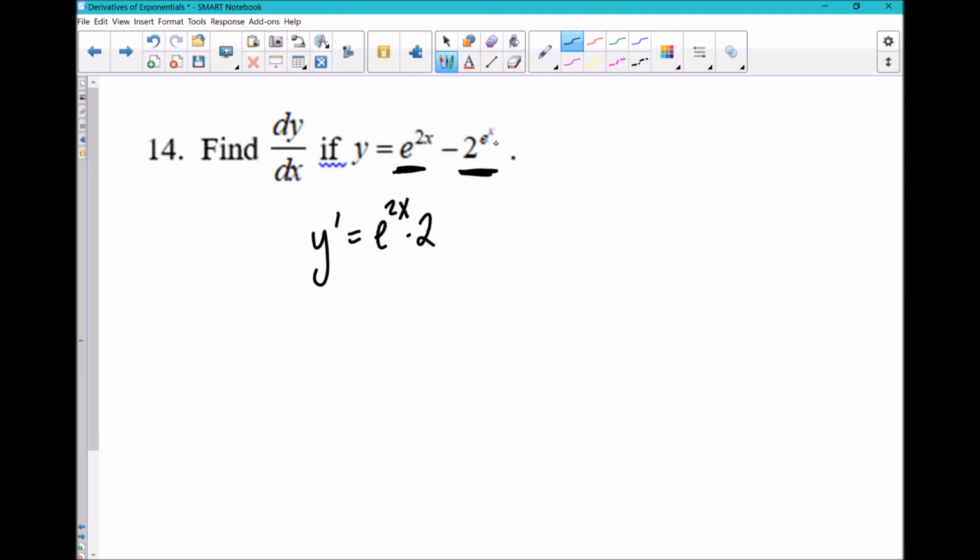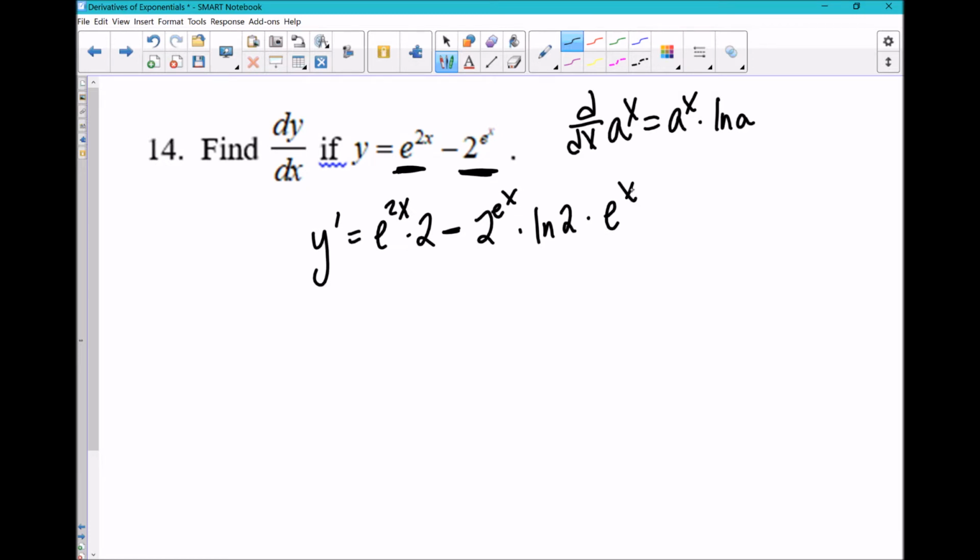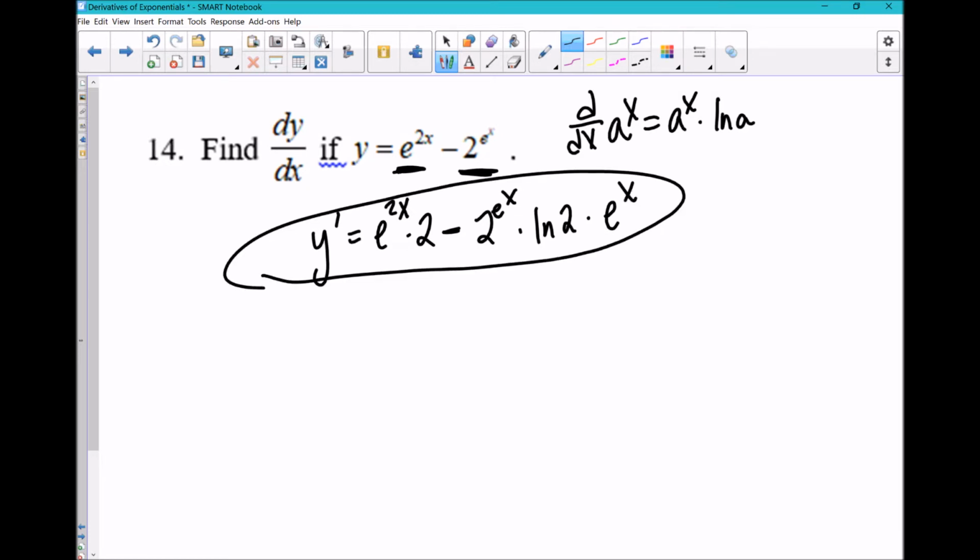Okay. Now over here, remember the derivative of a to the x is a to the x, and then times the natural log of a. We've got a u here, so we're going to have to do that. The derivative of 2 to the u, for instance, would be 2 to the u, keep it exactly the same, then times the natural log of 2. And now we're going to have to take the derivative of e to the x, which magically is e to the x, which is what everything is predicated on.